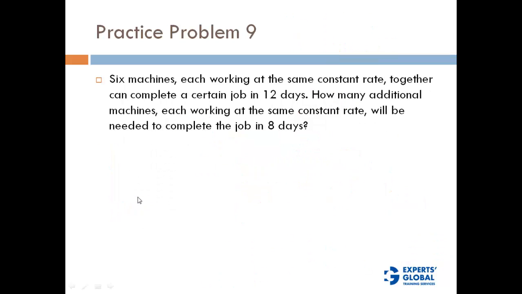Let's move to this problem. Please pause the video and see if you can solve this. 6 machines, each working at the same constant rate, together can complete a certain job in 12 days. So we have 6 machines, 1, 2, 3, 4, 5, 6, and they work for 12 days to finish a job. Let's say the job is X. So every day X by 12 of the job is getting done, right?